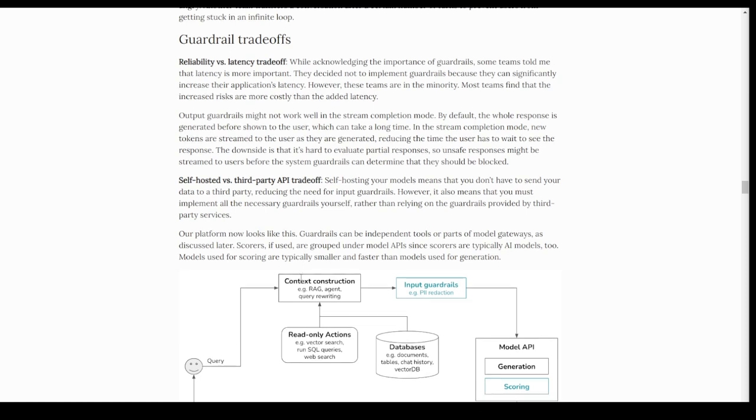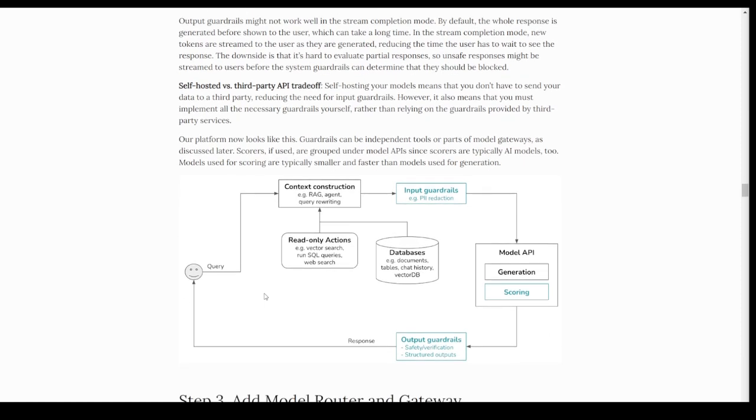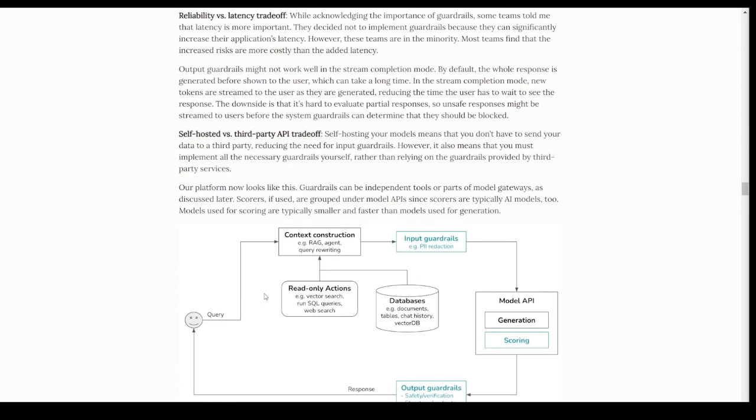Then the second thing, which a lot of organizations are very prone to think about, is the self-hosted versus third-party API trade-off. A lot of times, organizations that are using these bigger companies' LLMs don't want their data to be leaked or used by someone else for their use cases, because this is guarded information. For that, these companies put in a lot of input guardrails.